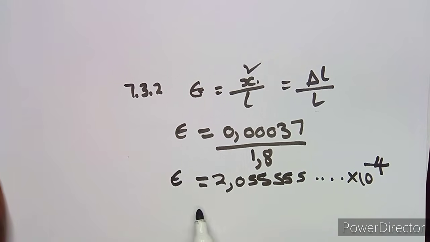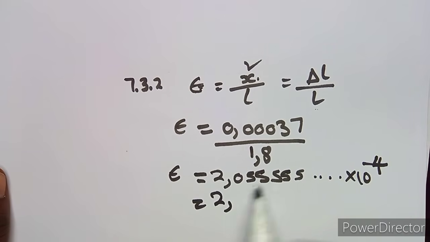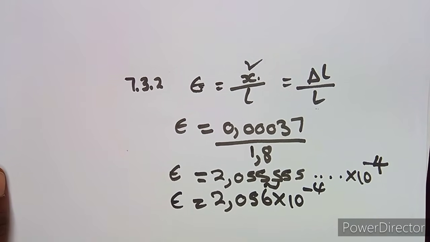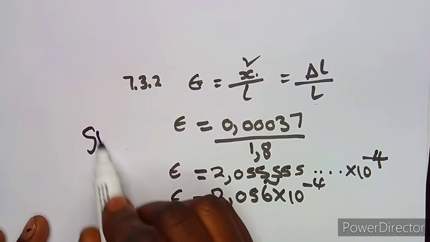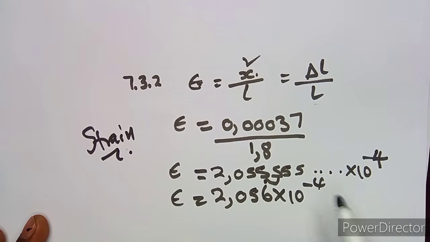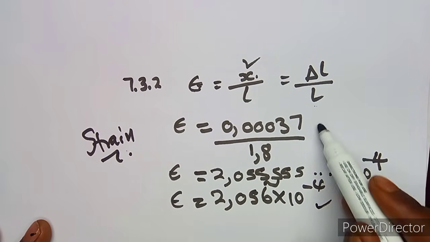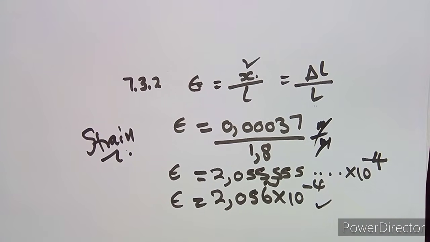All right, so what am I going to do? I can just round off this 5 to 6, so this is going to change into 2.06 times 10 to the power minus 4. So we've got the strain from the change in length over the original length. And remember, from the previous part that we also did on strain, this strain is actually a constant value, because you're dividing meters by meters, so they will cancel. It just remains as a constant like that.